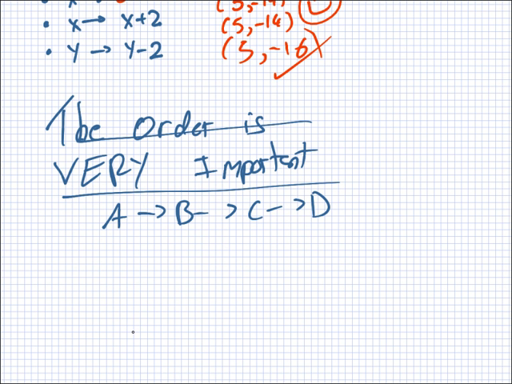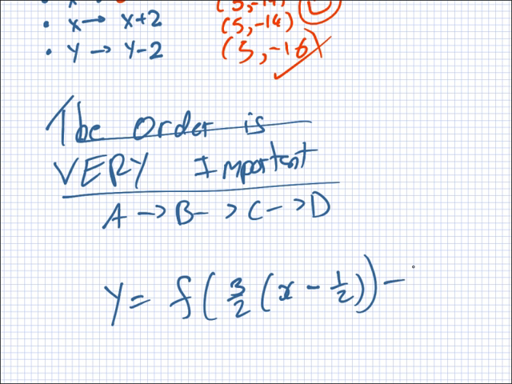We don't need to put the 3 or 2 in front of the first one? Oh, you must. The first one you must write it like this. Look. 3 over 2 x minus 1 over 2 x minus 2.